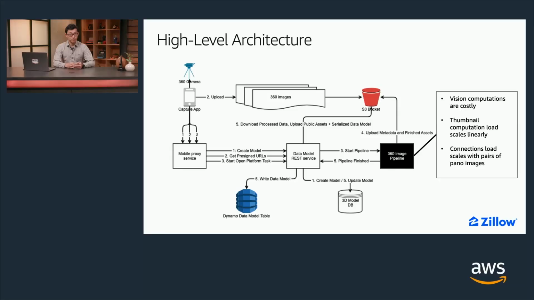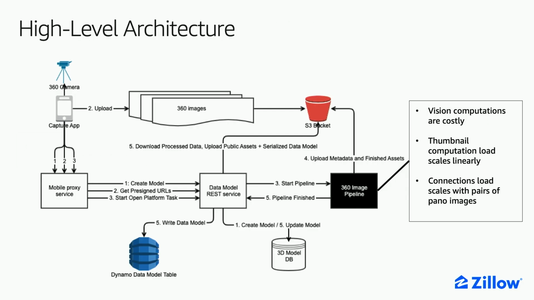So what we're going to focus on for the remainder of this talk is the black box processing pipeline. Each tour has a workload that scales quickly by the size of the home and the number of captures taken. It scales linearly for thumbnails since we are generating a constant set of thumbnail assets for each panorama, and it scales quadratically for the connections to cover each pair of panoramas. Each of these are computationally intensive processes.